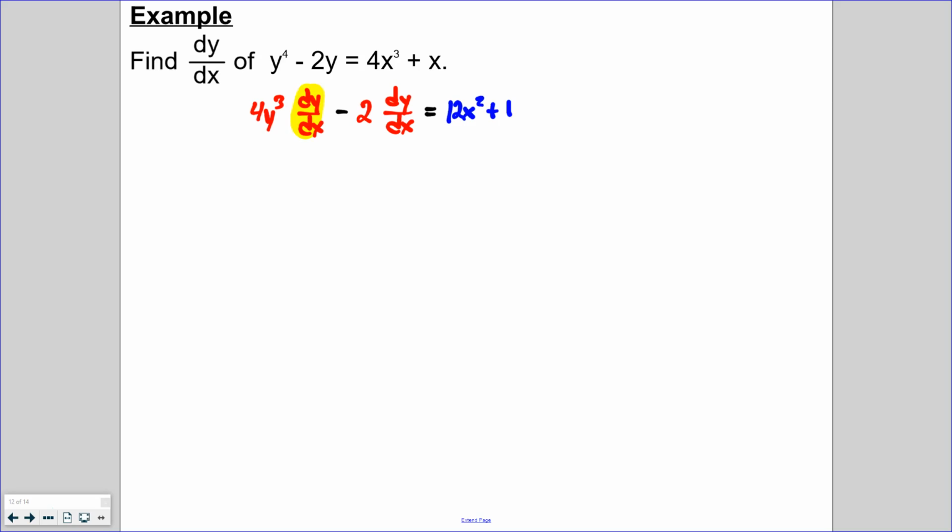And I can see that both terms on the left-hand side have a dy over dx in them, which means they have something in common, which means we can factor that out to leave us with dy over dx times the quantity 4y cubed minus 2. And that's going to equal 12x squared plus 1.